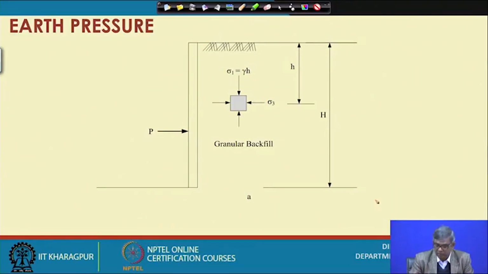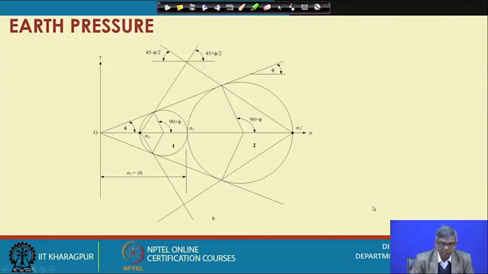This is already shown, but once again I will repeat it here. So, suppose sigma 1 is here, and then because of the movement of the wall away from the backfill, the stress is reduced and finally reaches the minimum value here. So, this circle corresponds to the active case, and this is the phi. So, this will be the envelope. So, this tangent point and this failure point, joining these two, this line will be the failure plane, which is equal to 45 degrees plus phi by 2.